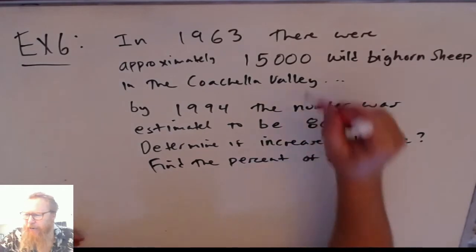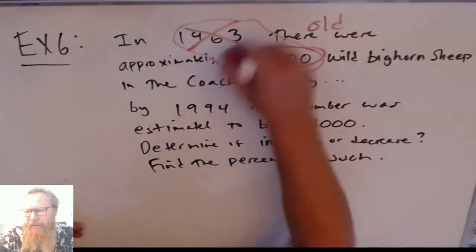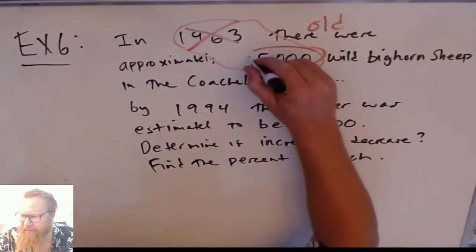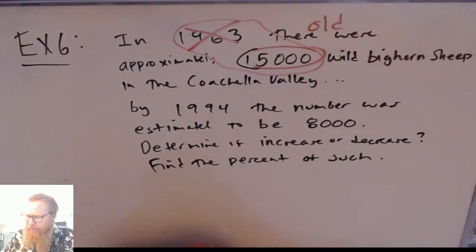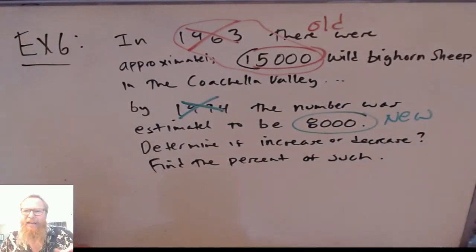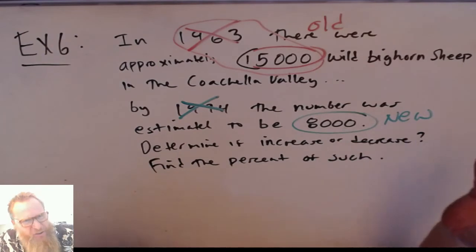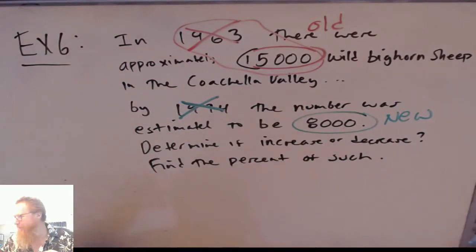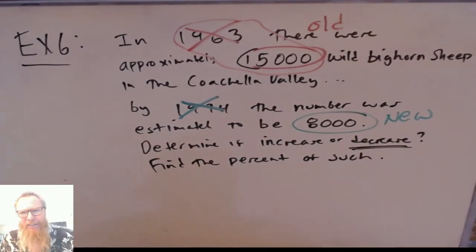So I think you can probably tell right now, 1963, that's the old amount. So I can cross out the year. I don't really need it anymore. That is 15,000. And then the new amount is 8,000, and I don't need the 1994. And again, when I say new, it doesn't really mean 2020 new. It means newest, the newest one in the given problem that we happen to be doing. All right. So you can already tell right now it's going to be a decrease, right? There used to be 15,000. Now there's, or at least in 1994, there was only 8,000.